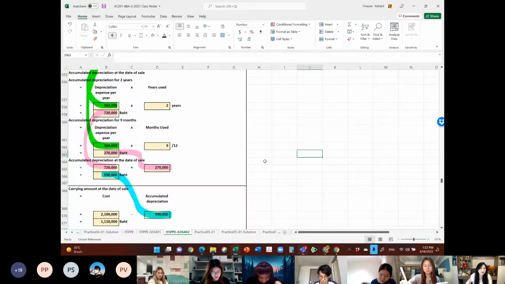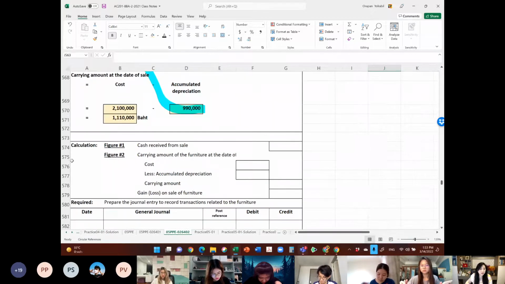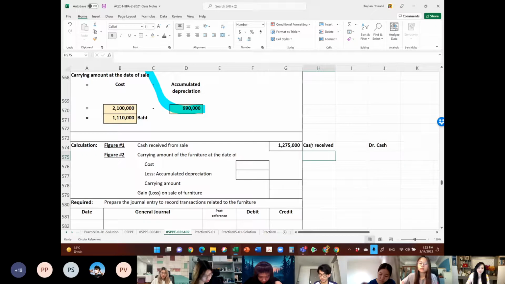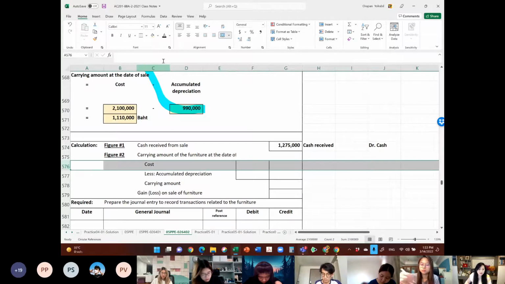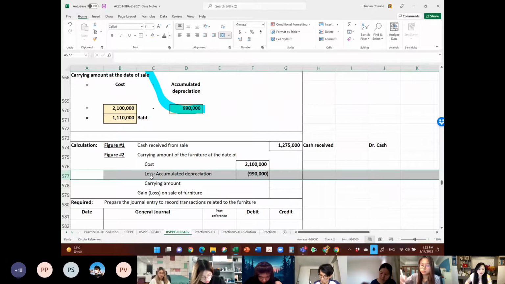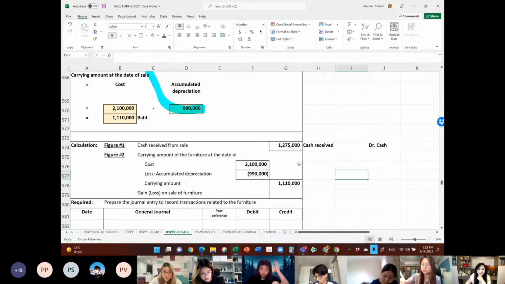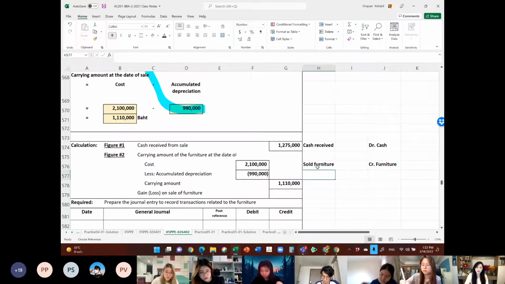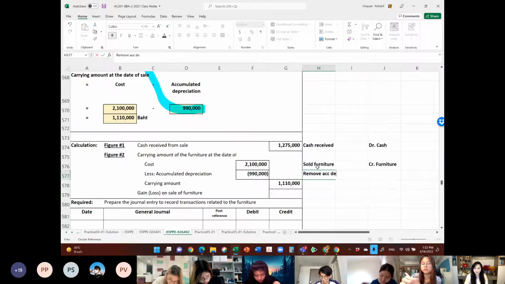All right. Now, after you finish up with the calculation here, then we can do the journal entry. From the information given, this is cash received, which needs to be recorded by a debit to cash. The cost of this furniture is 2.1 million, and the accumulated depreciation is 990,000. The carrying amount, which we have already calculated, is 1,110,000. We sold this furniture already, so it has to be a credit to furniture. Then remove accumulated depreciation by recording a debit to accumulated depreciation.